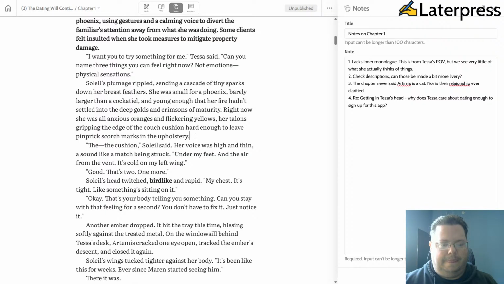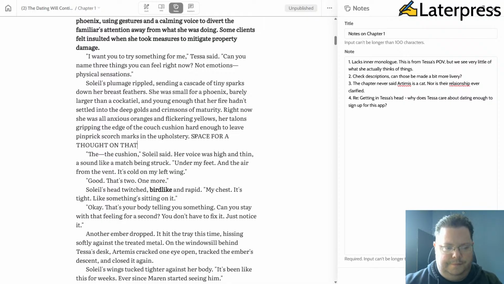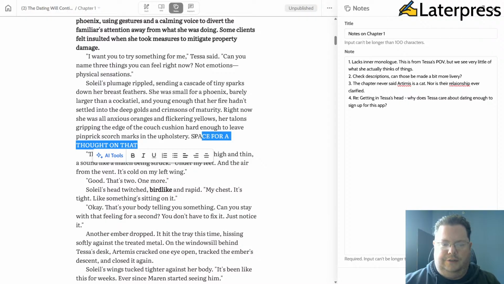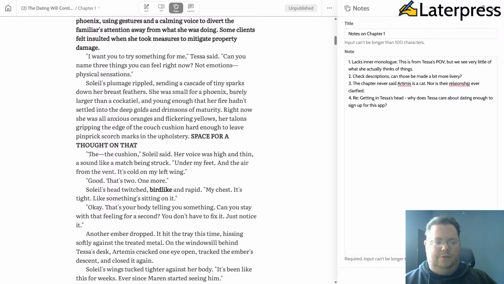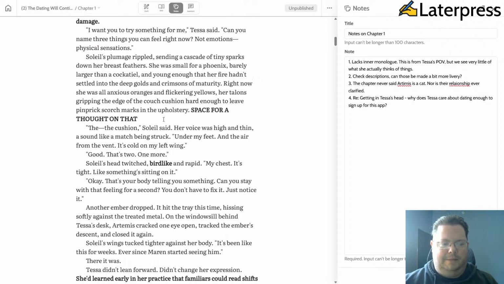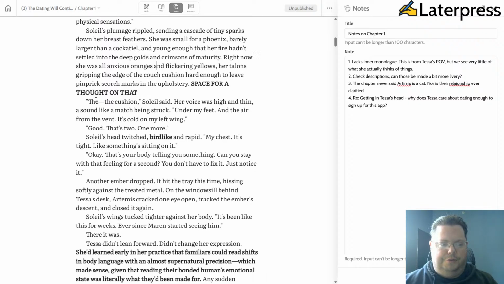And I'm going to note here, because again, I thought that this lacks inner monologue, that would be a space to insert what Tessa's thinking about that. But for now, I want to carry through to address some other issues with the chapter.